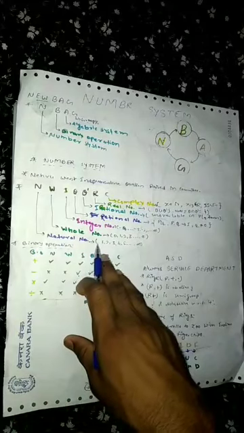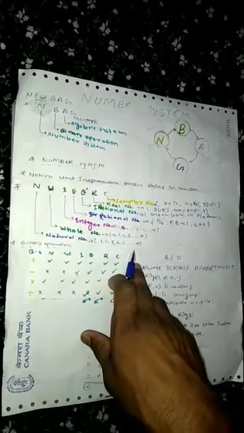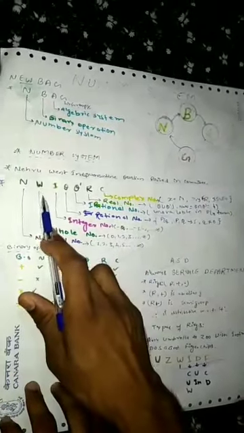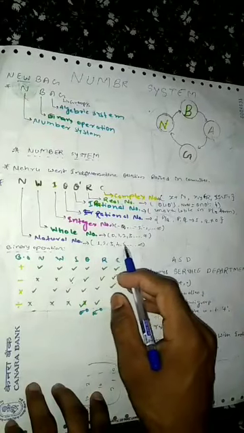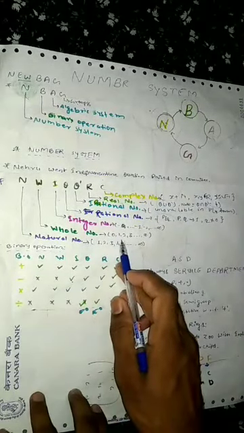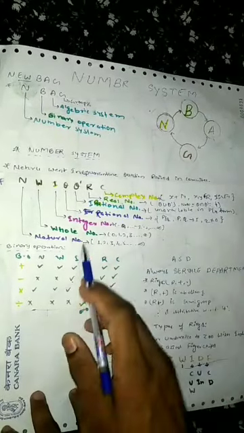First is N. N stands for natural numbers, and natural numbers count from 1 to infinity, for example 1 2 3 4 5 and so on up to infinity. And next is W. W stands for whole numbers, where a whole number is nothing but natural numbers including 0. Example: 0 1 2 3 dot dot infinity.